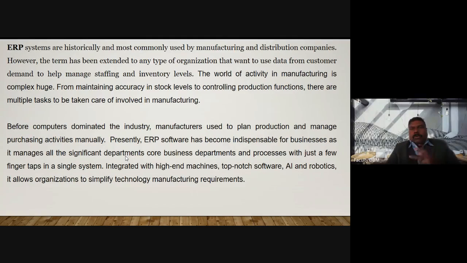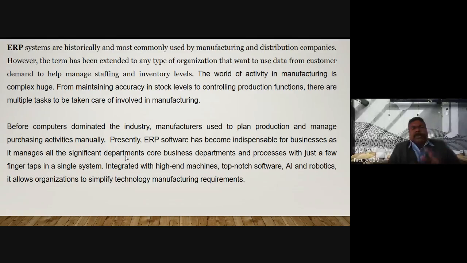The world of activity in manufacturing is complex and huge. For maintaining accuracy in stock levels and controlling production functions, there are multiple tasks to be taken care of in manufacturing. So here, ERP software is very big in size, and it is top notch. We have robotics, artificial intelligence, and high-end machines used here, and an integrated system will be there.